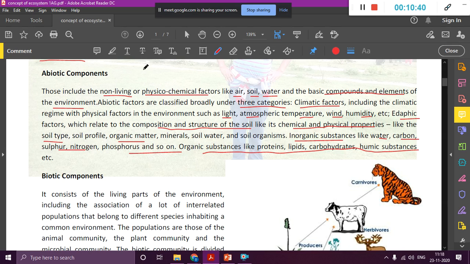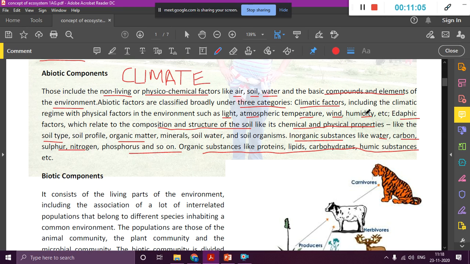So you have one part is the climate, that is your sun, then your wind, temperature, atmosphere. The other is edaphic factors, like edaphic factors are soil composition.